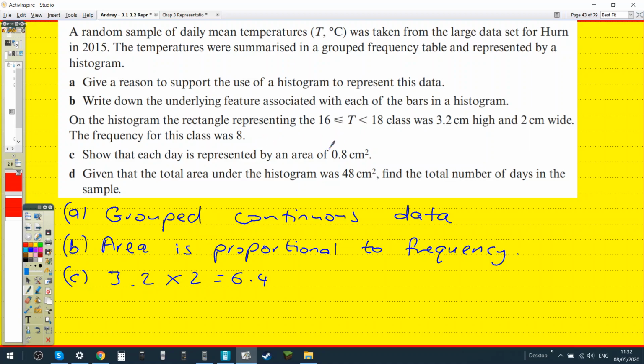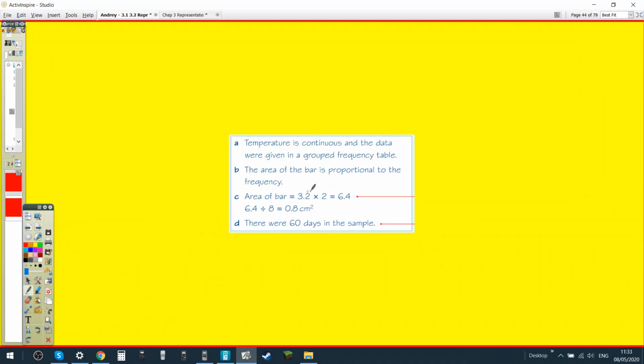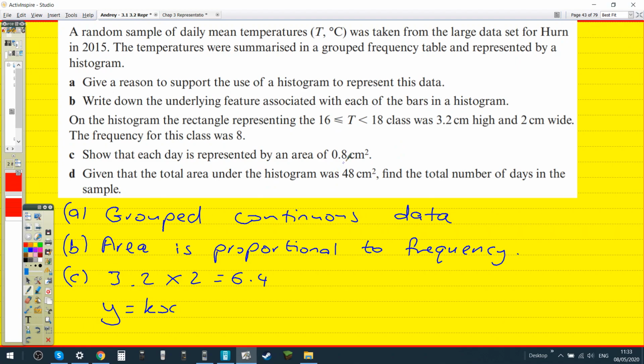If each day... 0.8, I don't remember. So it's proportional. So if it's proportional, it's like y equals kx. And so k times something. What is the constant of proportionality? Oh, I'll have to look that up. Area of the bar is 6.4, and 6.4 divided by 8 is 0.8. Let me see. So it is the area of the bar divided by the frequency. Aha, and that's how you get k.